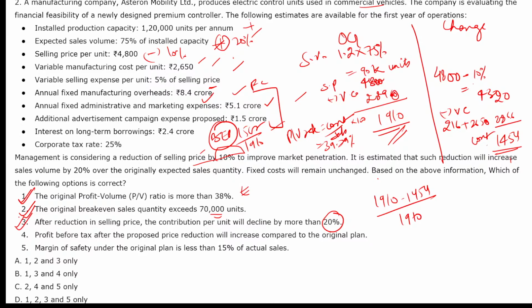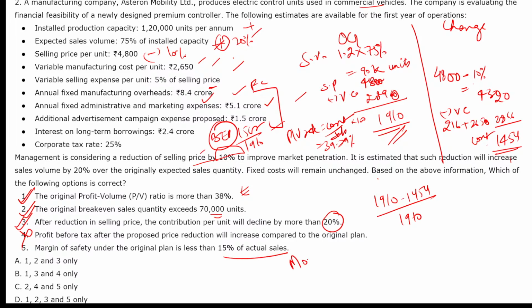Correct. Profit before tax after the proposed price reduction will increase compared to the original plan. How will the profits increase? There will be a loss now. My sales volume has decreased. My sales price has decreased. My expenses have increased. So profits will decline and they will not increase. So this is wrong.